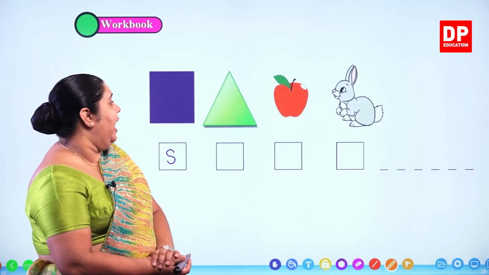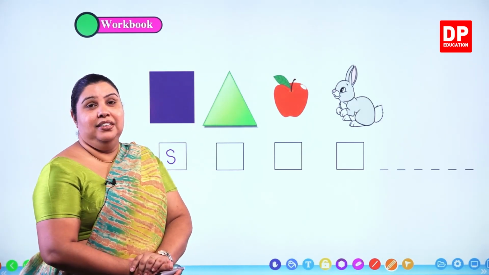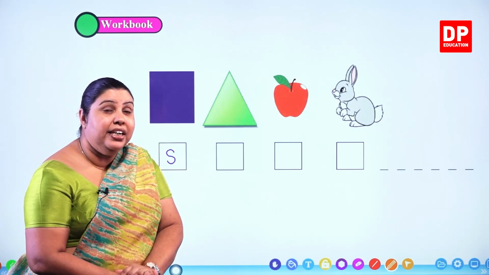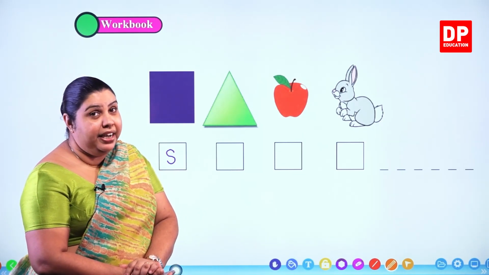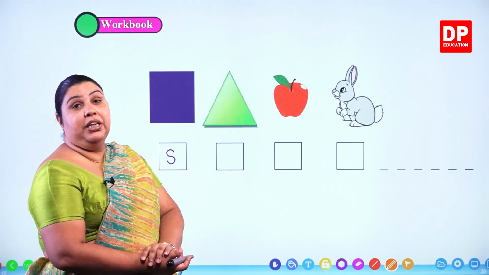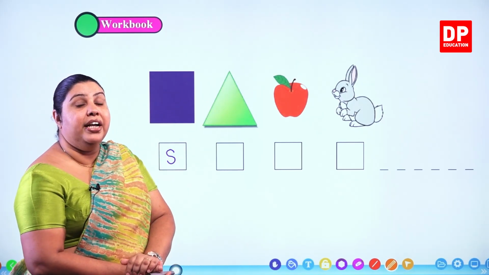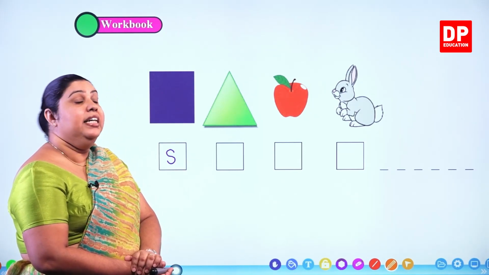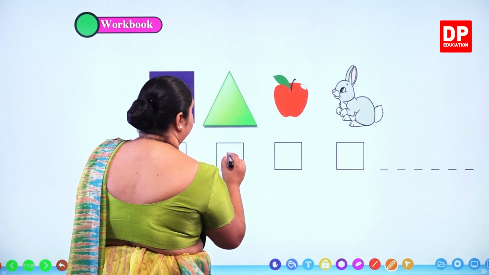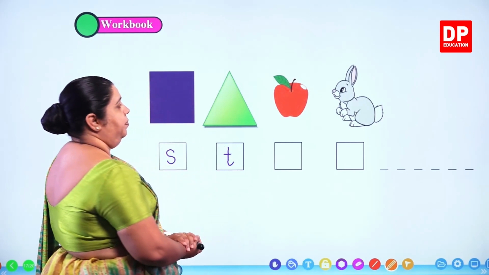Then we have a triangle. Can you remember? Triangle. We called the triangle shape triangle. Square is what we called the samachathurasraya, isn't it? Here we have the triangle and what's the first letter? T. Triangle starts with letter T.